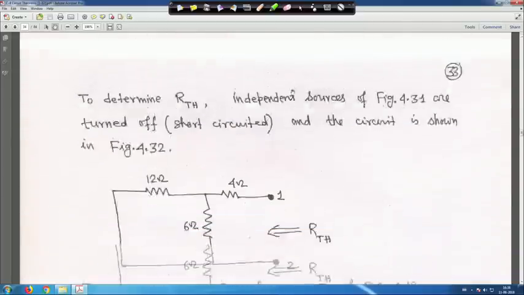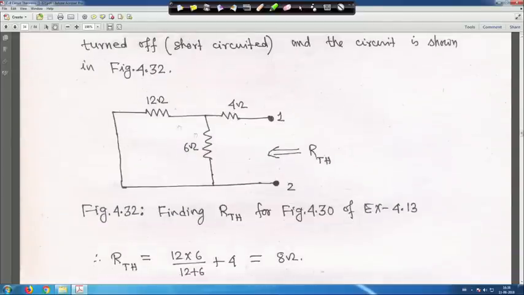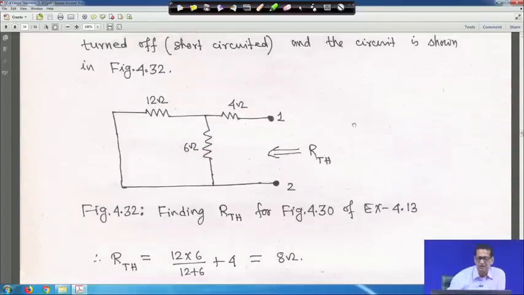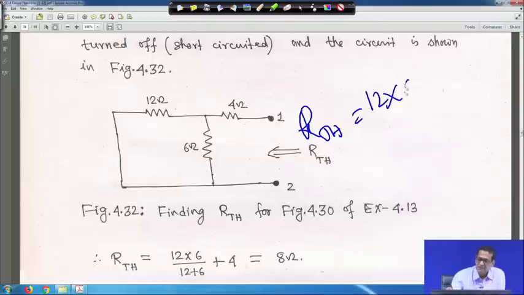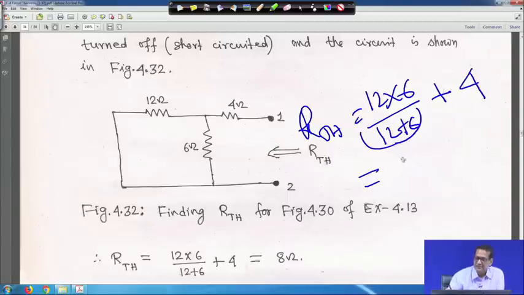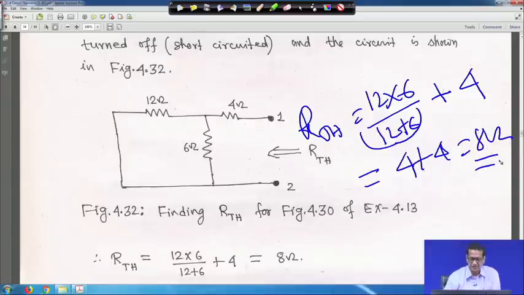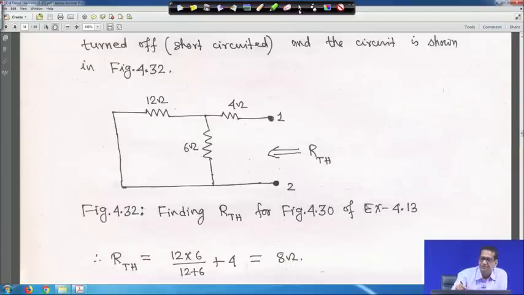Here the two sources are shorted, and 12 and 6 are in parallel. That means your R Thevenin is equal to 12 into 6 by 12 plus 6, plus this 4 ohm in series with that. So, basically it will be 12 into 6, 72 by 18. So, 4 plus 4, that is your 8 ohm, right, that is your R Thevenin. So, here R Thevenin is 8 ohm, right.